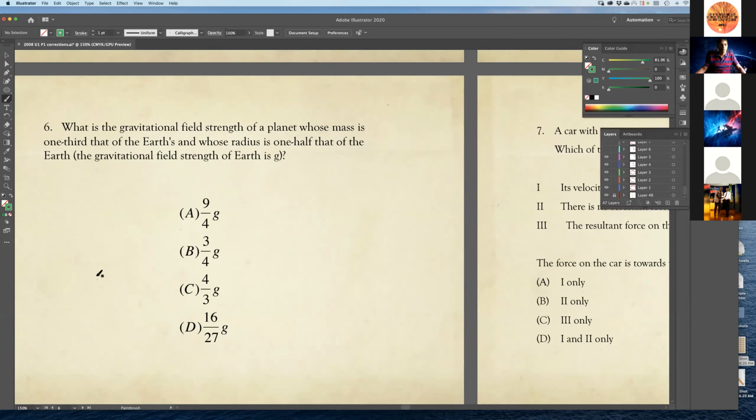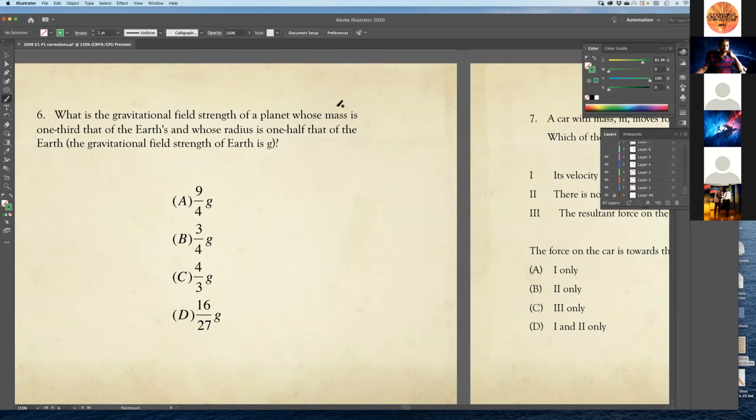Next one. What is the gravitational field strength of a planet whose mass is one third that of the Earth and whose radius, whatever? Now, what is gravitational field strength? Gravitational field strength, g, is defined as gravitational force per unit mass. Gravitational force is given by Newton's law, where F is equal to GMm over r squared.